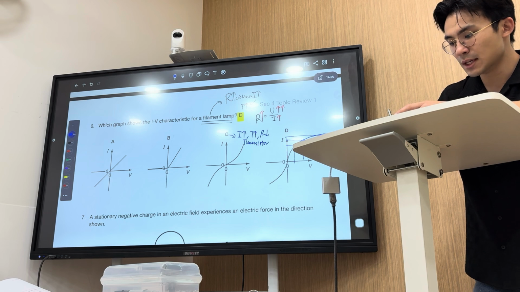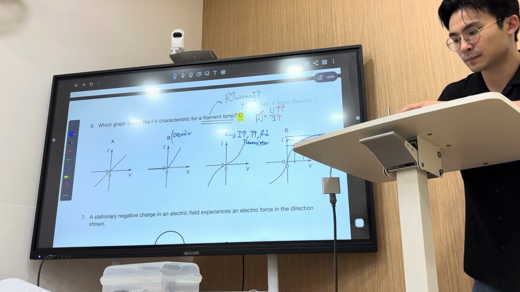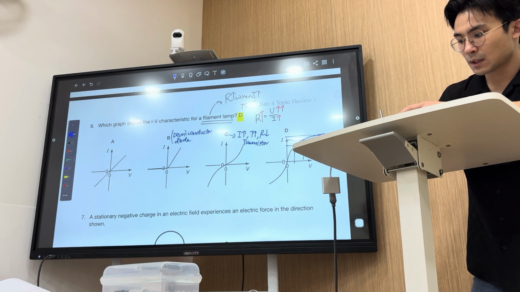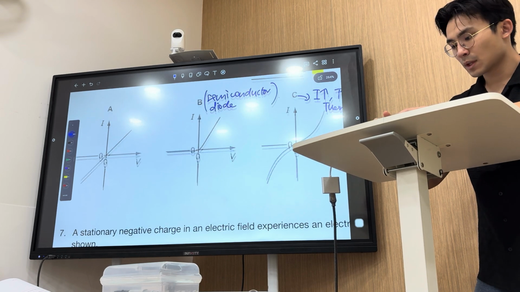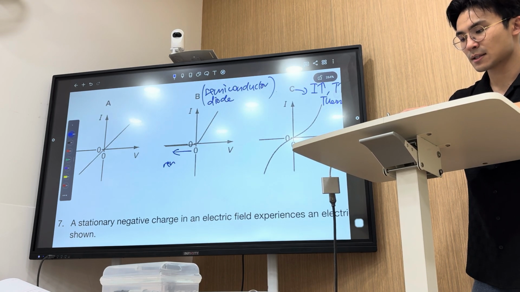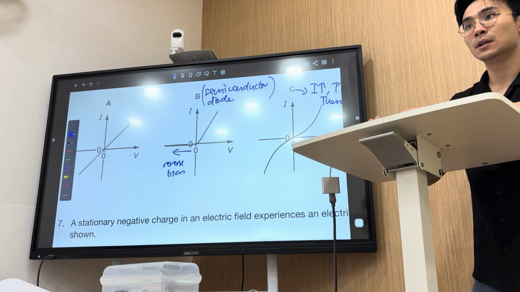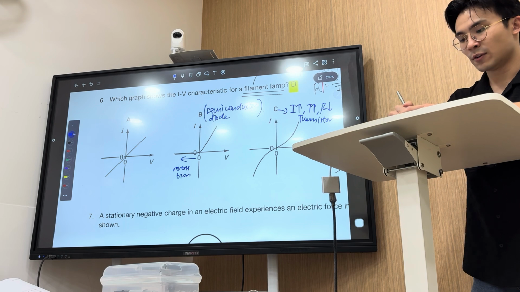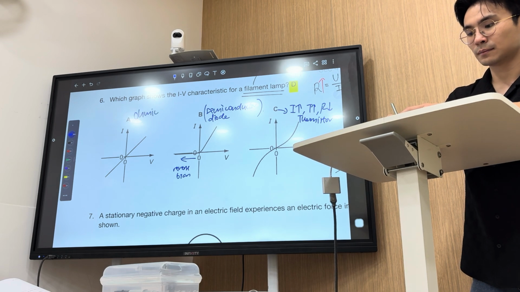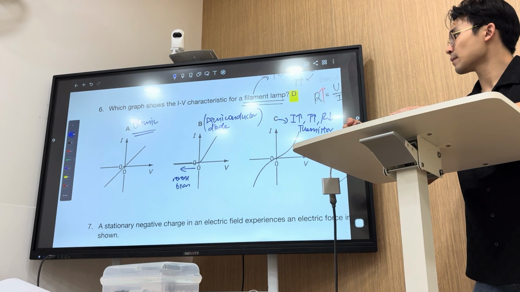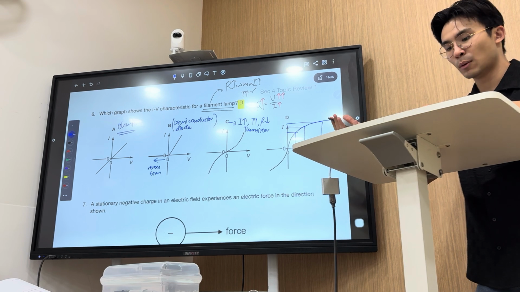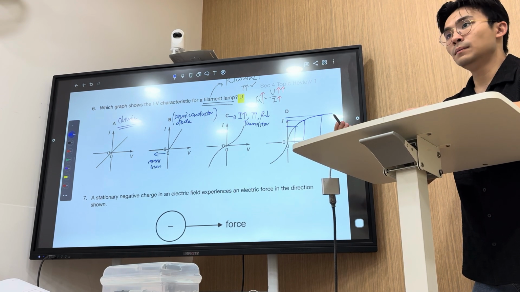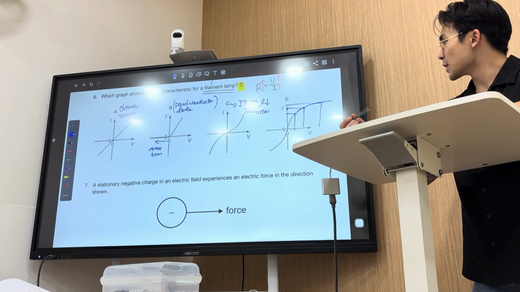This one for B is a semiconductor diode. Very negative, reverse bias, no current can flow, correct? If you're going the wrong direction. And for A is just an ohmic conductor. A simple ohmic conductor, metal wire, resistor, all this kind of thing.